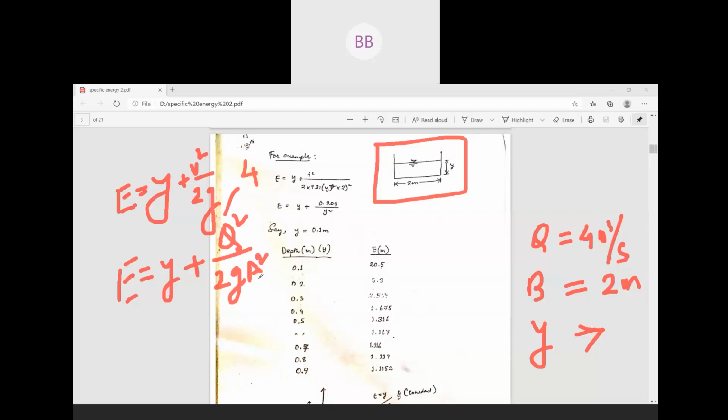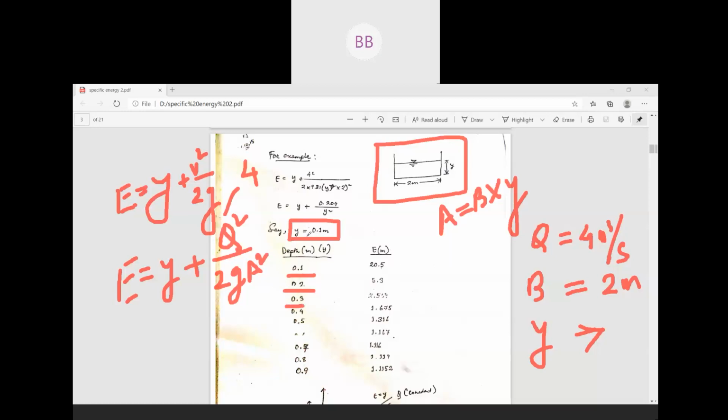In place of area, as we have considered a rectangular channel, it will be b multiplied by y. The width of the channel is given, and again the y value is unknown. So we have two unknowns: one is the y value and one is your specific energy. So what we are going to do, we vary this y value and see how the specific energy varies. Say the first y value we have taken is 0.1, and then we are going to increase the y value by 0.1.